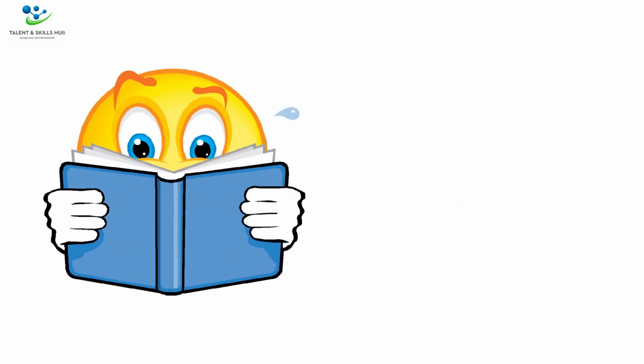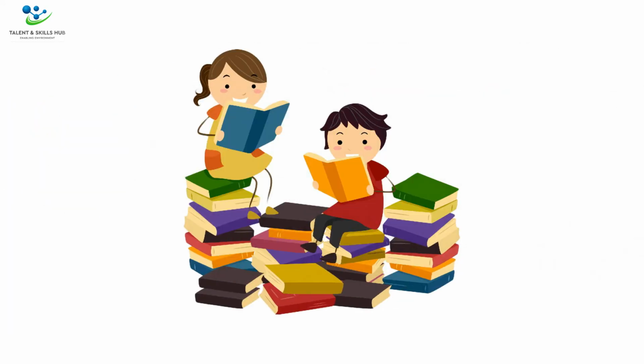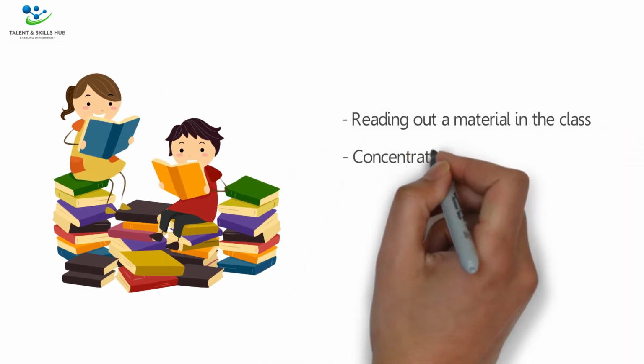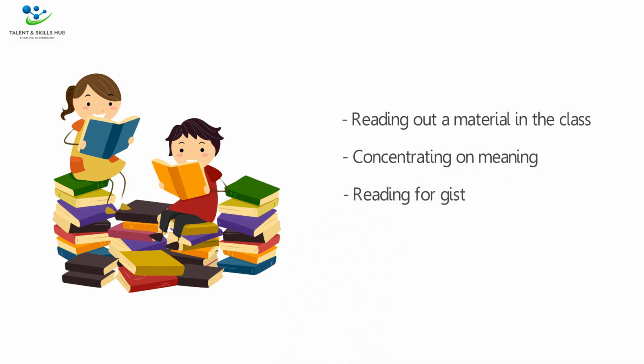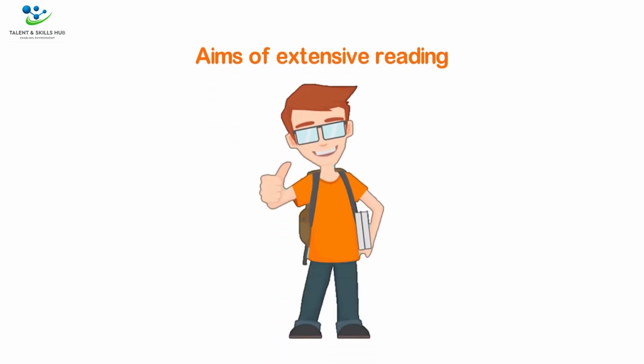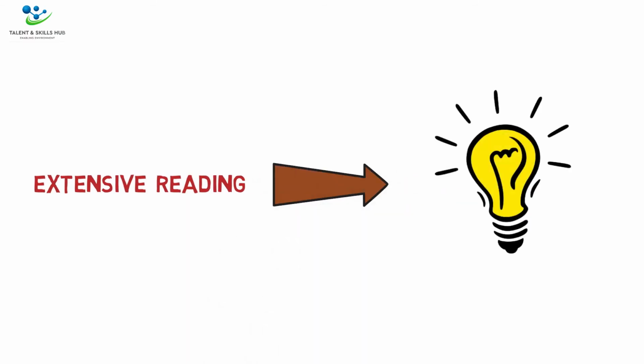Extensive reading is carried out to achieve a general understanding of a text. Extensive reading occurs when students read large amounts of high-interest material, usually reading out a material in the class, concentrating on meaning, reading for gist, and skipping unknown words. The aims of extensive reading are to build reader confidence and enjoyment. Extensive reading is always done for the comprehension of main ideas, not for specific details.